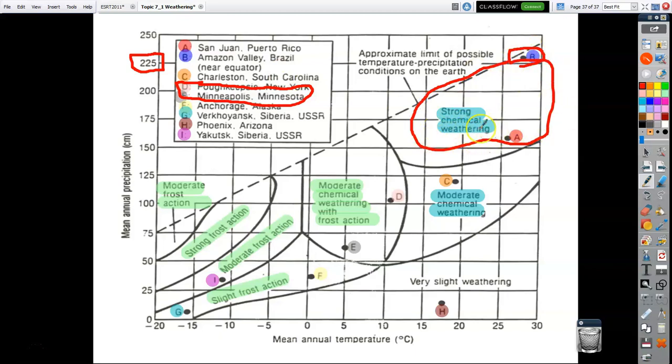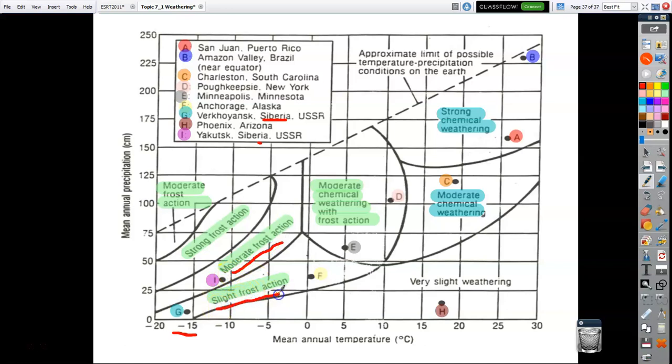Notice you don't have any frost action up here, right? These places, if you're up in this area where you get a lot of moisture and the high temperatures, you're only going to have chemical weathering. And then if you go to the opposite side of this and you go way down here, places like letter G, letter I, you're talking about Siberia, right, where it's extremely cold. Their average temperatures are below 0. They have not a lot of rain because remember, cold air is dry air, so not a lot of moisture. They get moderate frost action or slight frost action. But again, you notice over in this section, because it's so cold, you notice no chemical weathering.